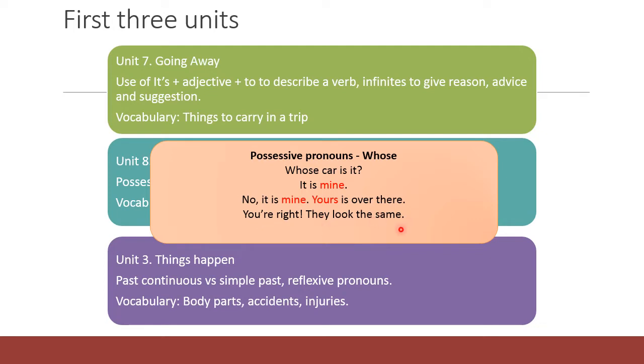They look the same. So notice here that when we work with a possessive pronoun, it can have two positions in the sentence. The first position is at the end of the sentence, like this. It is mine, or it is mine in the answer, or at the beginning of the sentence as the subject. Yours is over there. So that will help you to identify in sentences if you have to use the possessive pronoun before or after the verb.